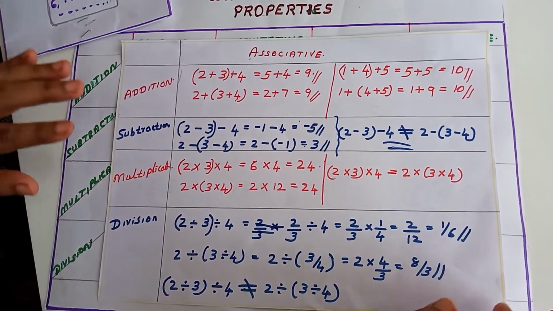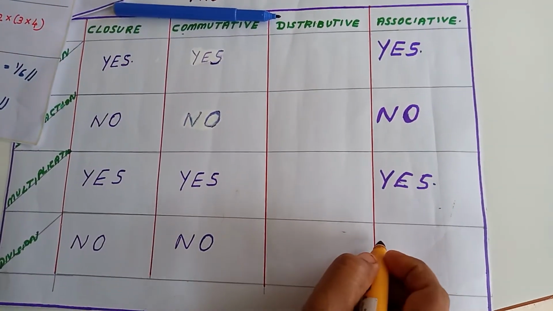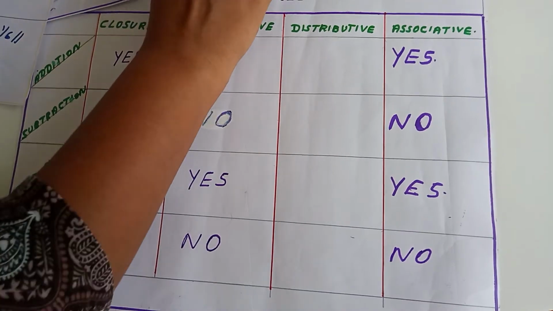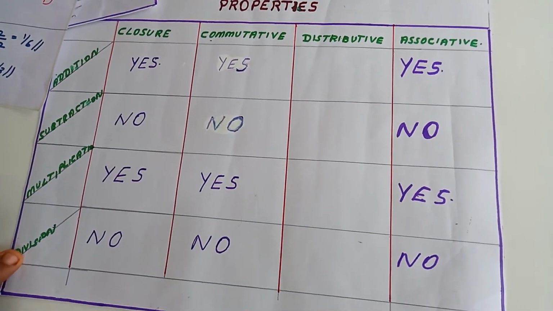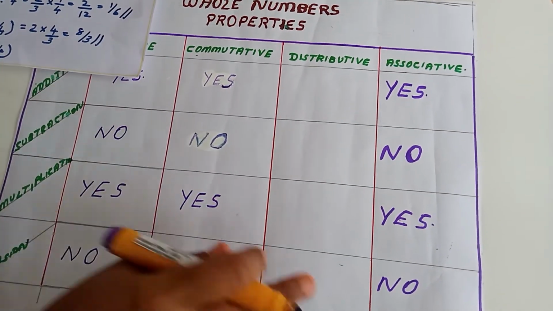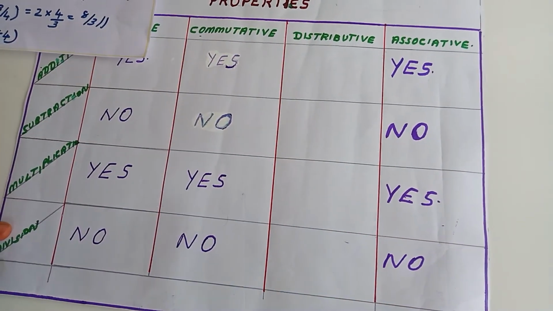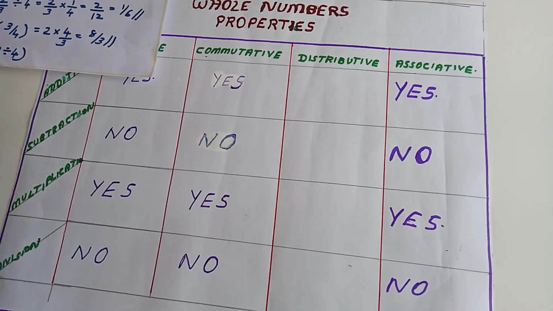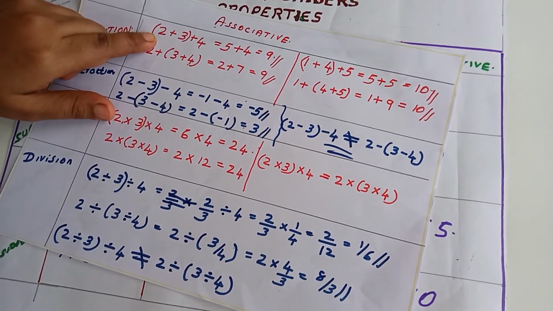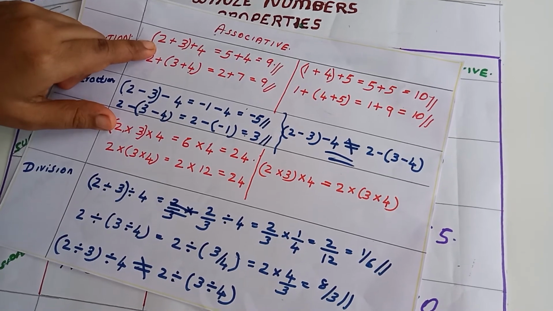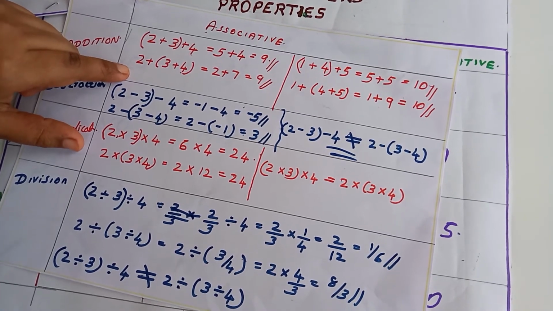From this example, what should I write here? No. What is the meaning of no? The whole number set does not satisfy the associative property under division. I think you understood all these yes and no answers. In the next class, till now we were doing all those properties with numbers. In the next class, I will show you how to do these properties with variables.